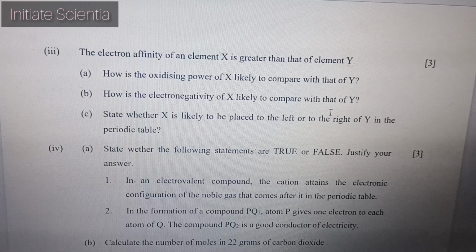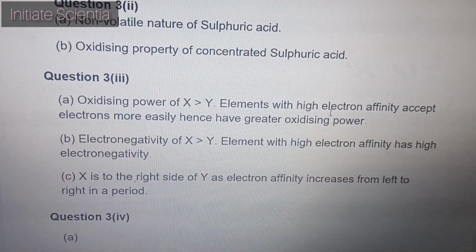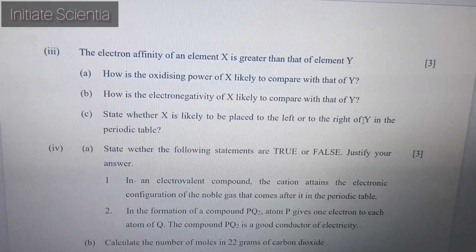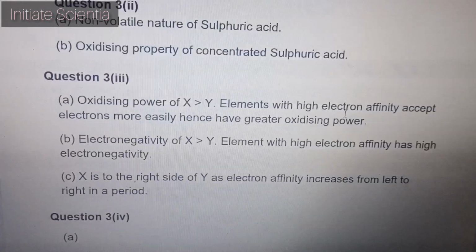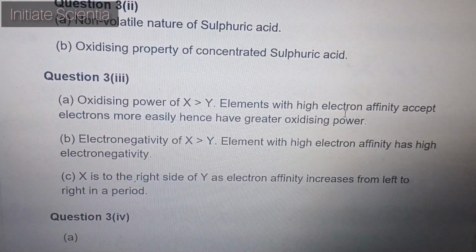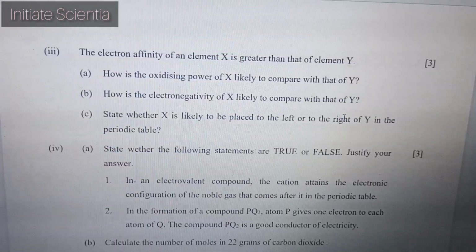The electron affinity of an element X is greater than that of element Y. How is the oxidizing power of X likely to compare with that of Y? Oxidizing power of X is greater than Y. Elements with high electron affinity accept electrons more easily, hence have greater oxidizing power. How is the electronegativity of X likely to compare with that of Y? Electronegativity of X is greater than Y. Element with high electron affinity has high electronegativity.